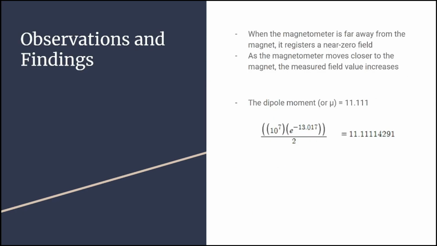So, some of our observations were that when the magnetometer is far away from the magnet, we register a near zero field, and that as the magnetometer moves closer to the magnet, the measured field increases. We also found that the dipole moment, or mu, was 11.111.